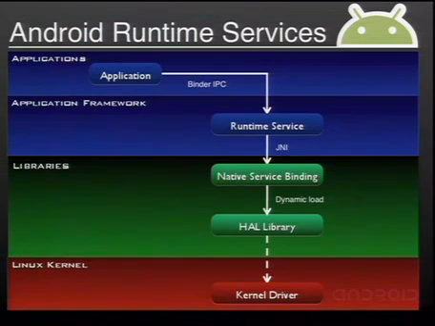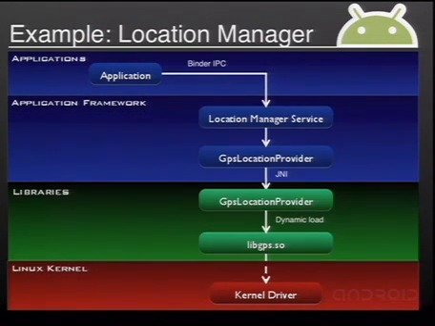A good example of this in our Android architecture is the location manager service, where if it's not using a software implementation or a network-based location, and it's using an actual physical GPS chip on the device, it has the GPS location provider, which has two halves, the managed half and the native half, communicating through JNI. It does a dynamic load on the libgps, which then communicates to the kernel driver to talk to the GPS chip.